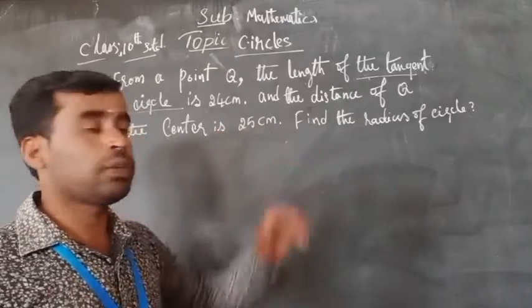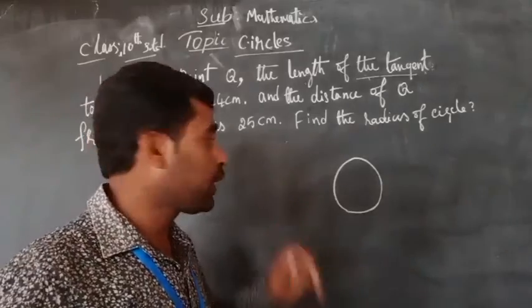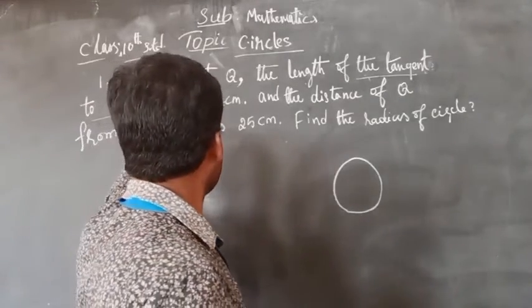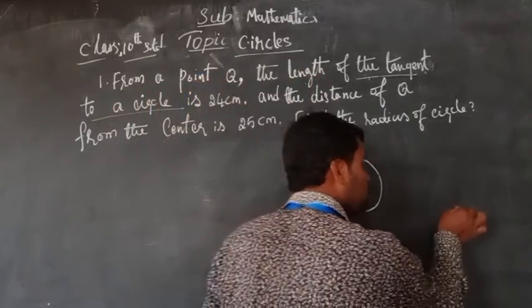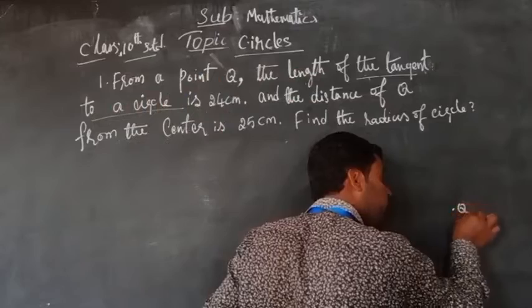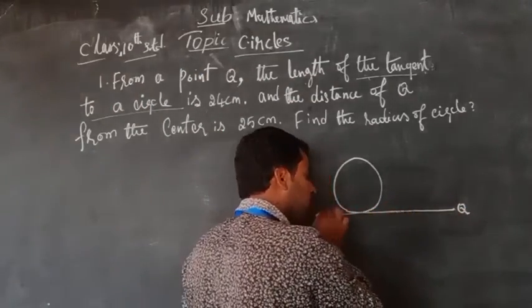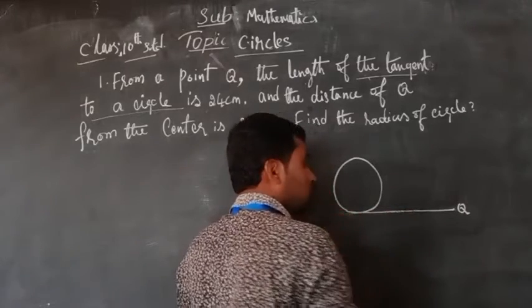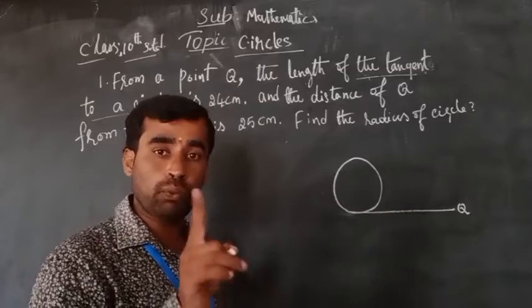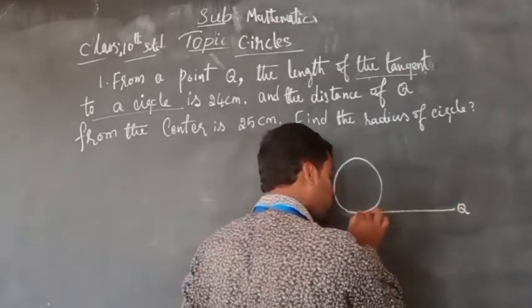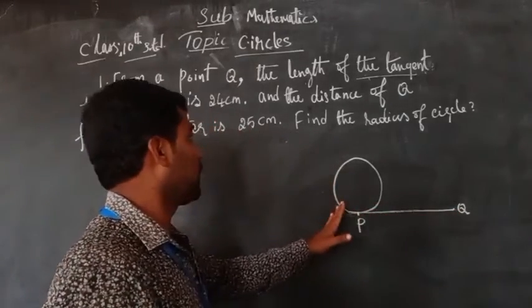Based on this question, we need to draw the diagram. Here I have taken a circle. They have given a tangent from the point Q, so this is the external point. We have to draw a tangent. Already we know that a tangent means a line which touches the circle at one point. Now the point of contact is represented as P. QP is a tangent to this circle.